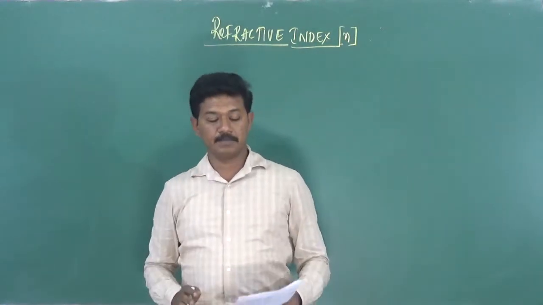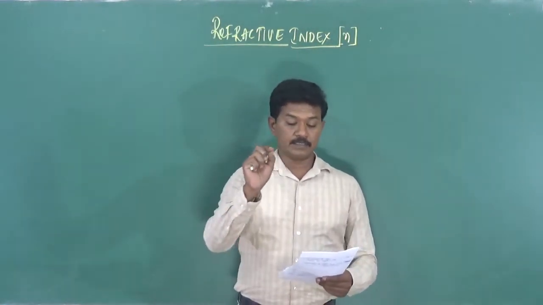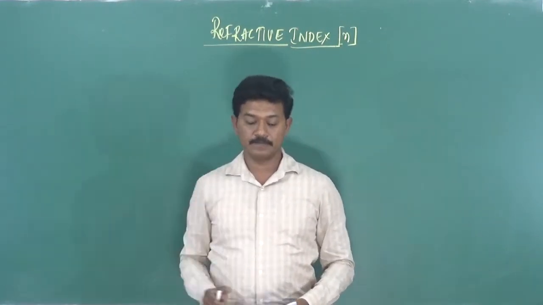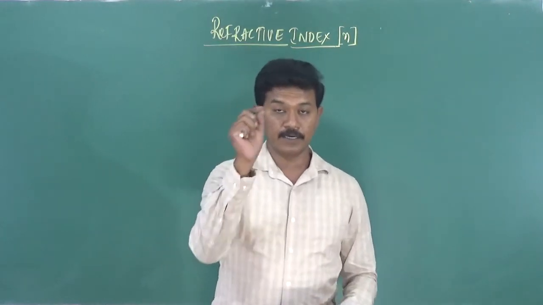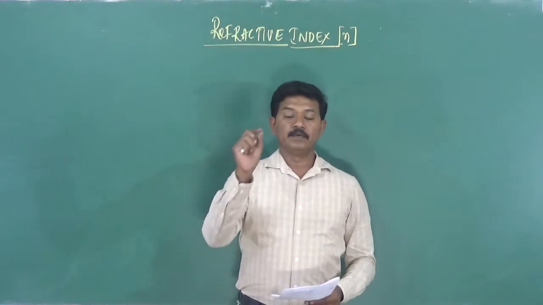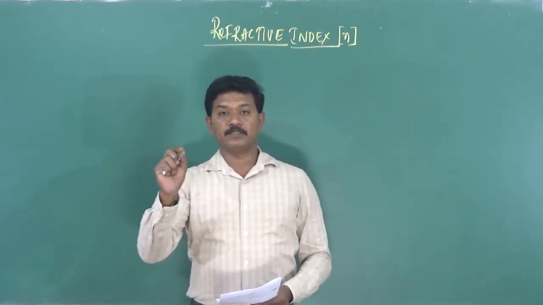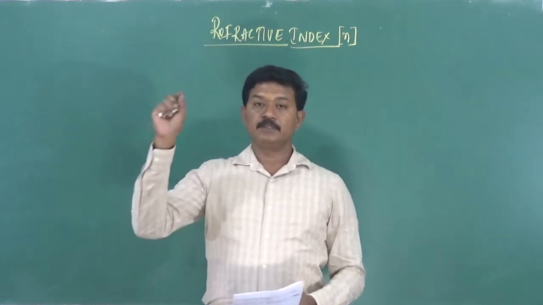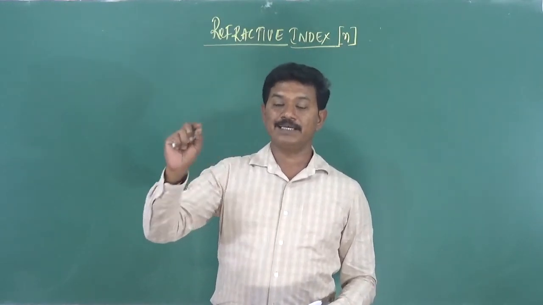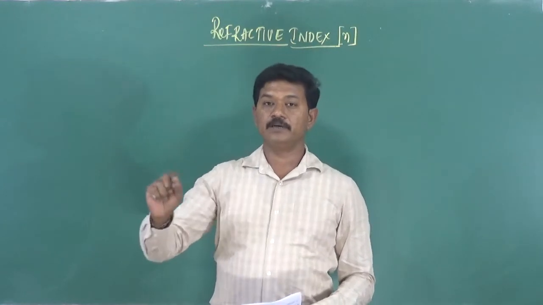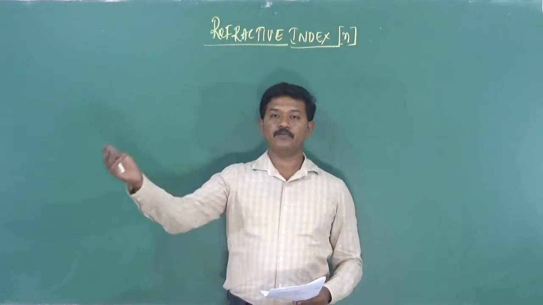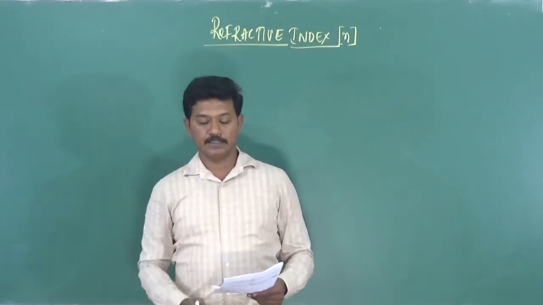We will go with another example. Refractive index of diamond is 2.42. What is the meaning of the statement? Refractive index of diamond is 2.42 means this is the ratio of speed of light in air to the speed of light in diamond, whose refractive index is 2.42, right? Let us go with another example.